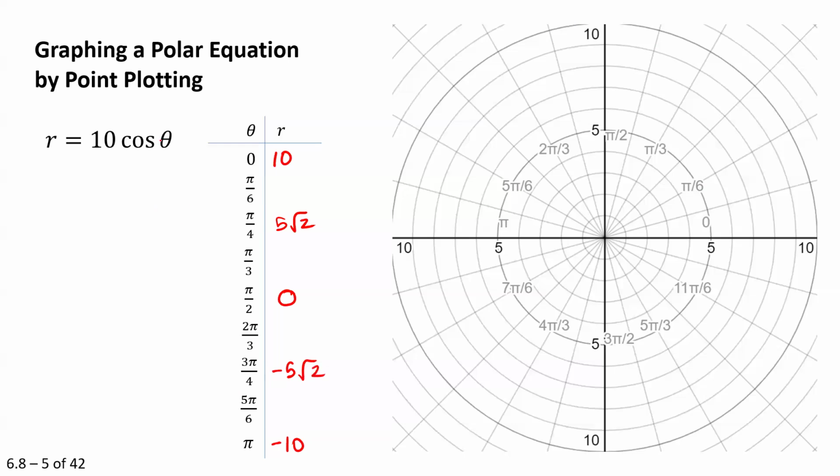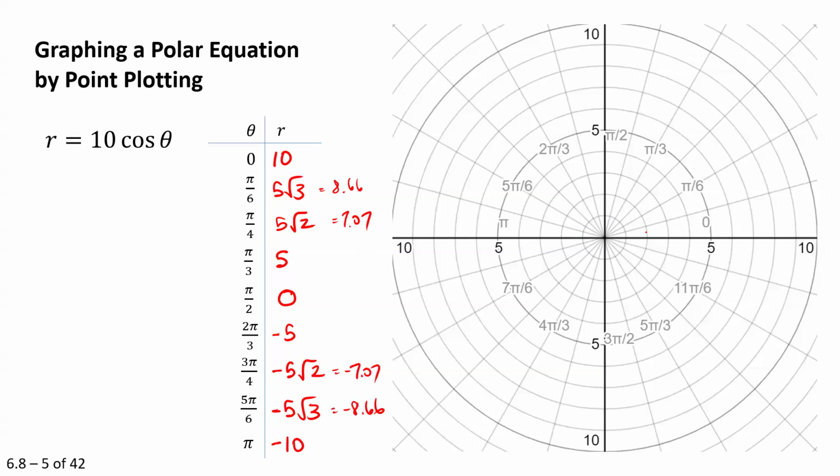Cosine of pi over 3 is 1/2 times 10, which is just 5. Cosine of 2 pi over 3 is negative 1/2 times 10, which is negative 5. Cosine of pi over 6 is square root of 3 over 2 times 10, which is 5 square root of 3. Cosine of 5 pi over 6 is negative square root of 3 over 2 times 10, which is negative 5 times square root of 3. As I recall, these are 8.66 and 7.07. This is negative 7.07. This is negative 8.66.